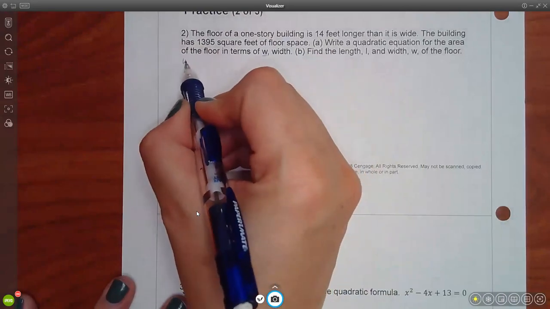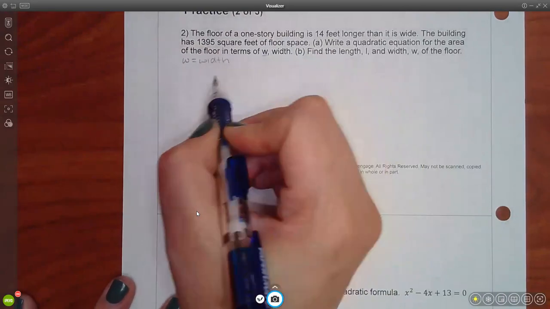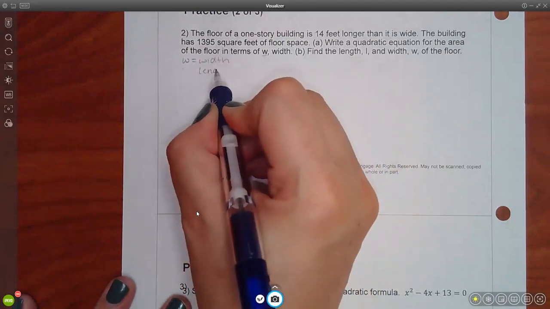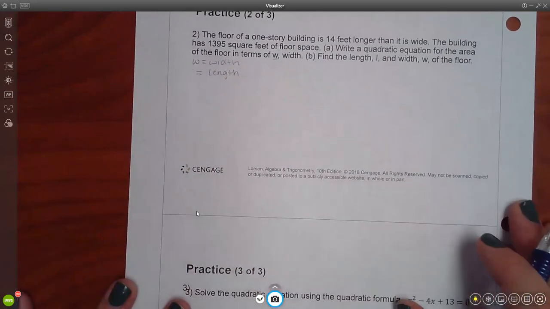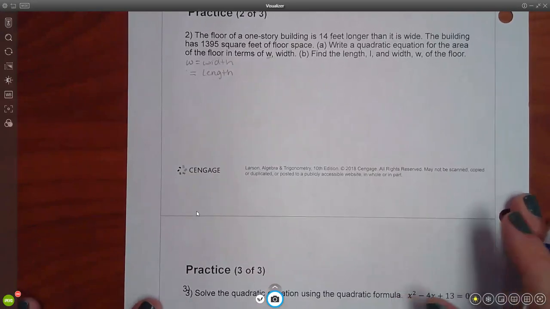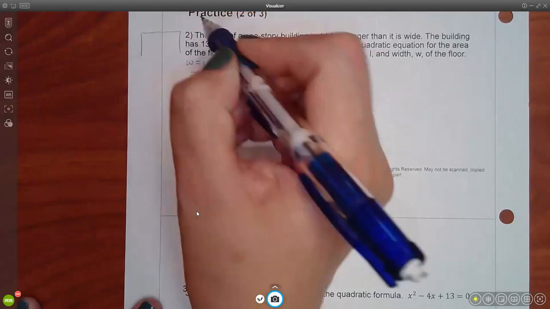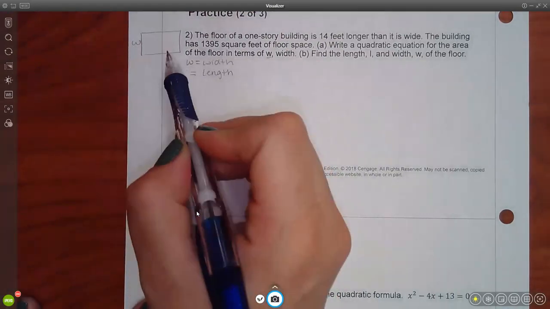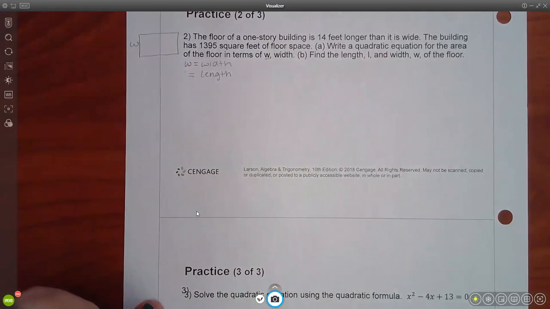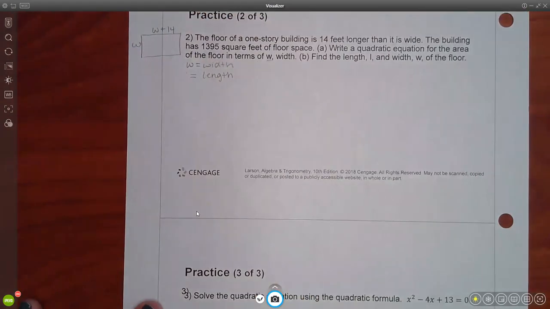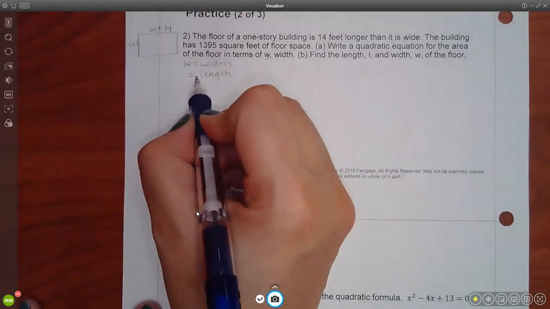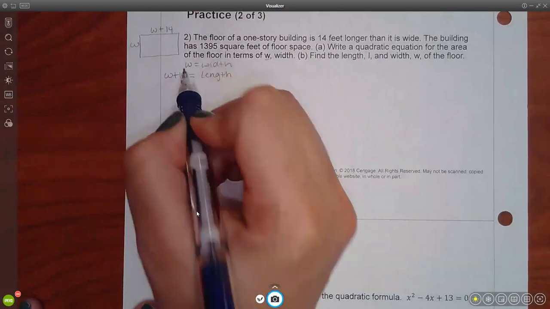So for me, I know that W has to be the width. And then what would the length be? I don't have an image here, so I do have to think about it. If I draw this room, this building, and I know that the width is W, what do I have to put for the length? Look at that first sentence, what does it say? To make it 14 feet longer, you have to add that 14, right? Exactly. So then I know the expression that represents the length is gonna be W plus 14.